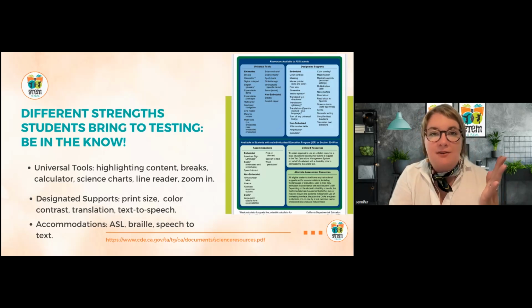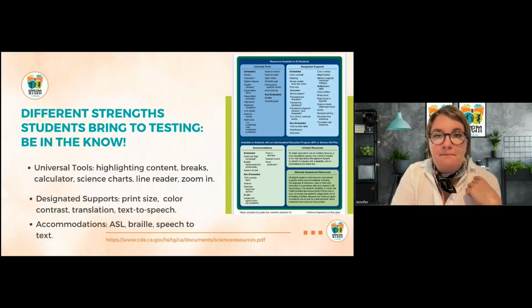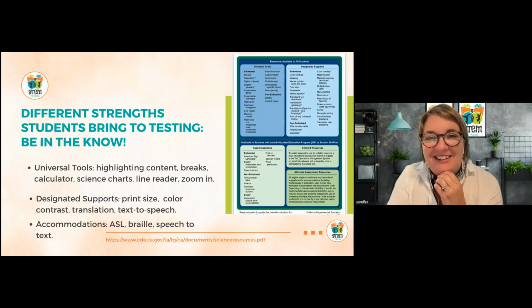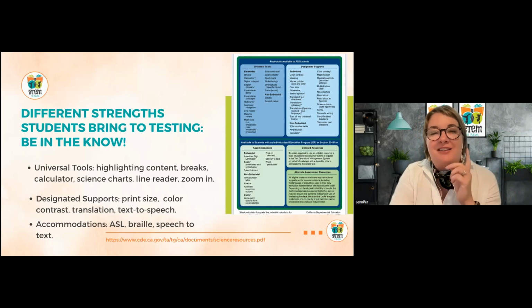So all students have the ability to take breaks. They have the ability to highlight key information as they're reading the text. They can access science tools and charts and things like that. But then there's also something called designated supports. So on the upper right-hand corner, these designated supports are also available to all students, but they have to be turned on by the teacher.